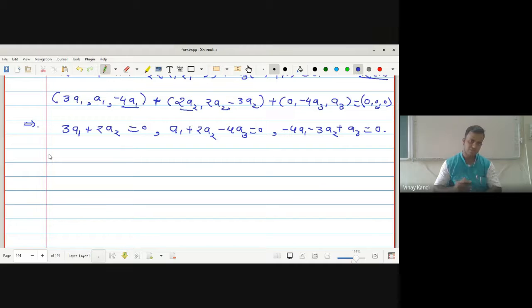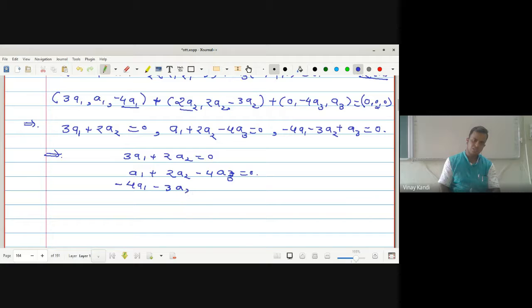How to solve the three equations? Look here: 3a1 + 2a2 = 0. This is the first equation. Second equation: a1 + 2a2 - 4a3 = 0. Third equation: -4a1 - 3a2 + a3 = 0. Suppose this is 1, this is 2, and this one is 3.